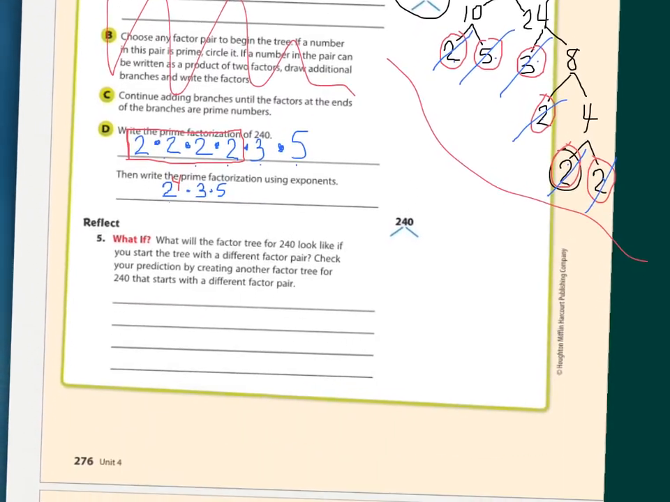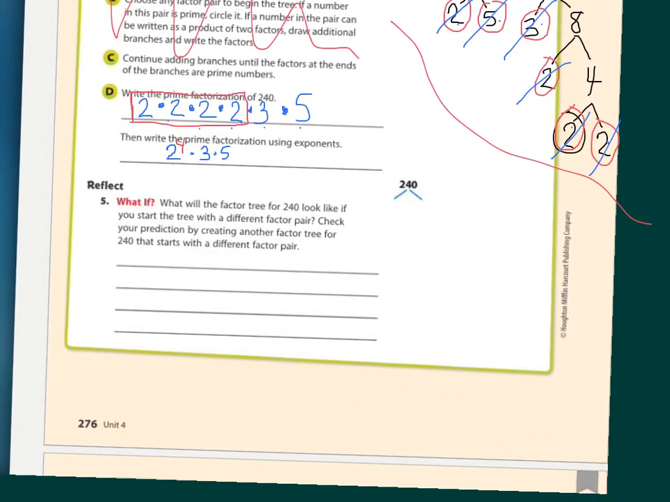All right, so what will the factor tree for 240 look like if you start the tree with a different factor pair? So I'm going to do that real quick, and you can do this along with me in my notes. Did not mean to do that.